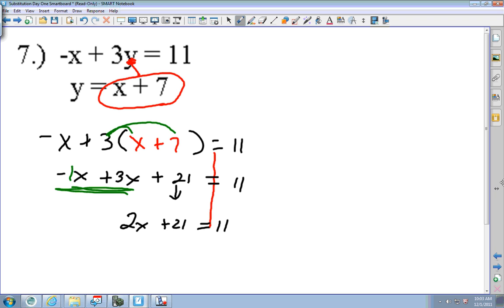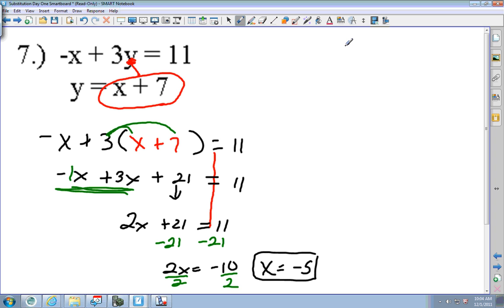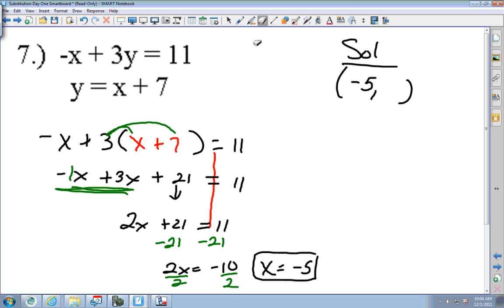Now I'm going to subtract 21 from each side. I get 2x equals negative 10. Divide by 2. X equals negative 5. My solution, the x number is negative 5. I need to find the y number. Here's my y.